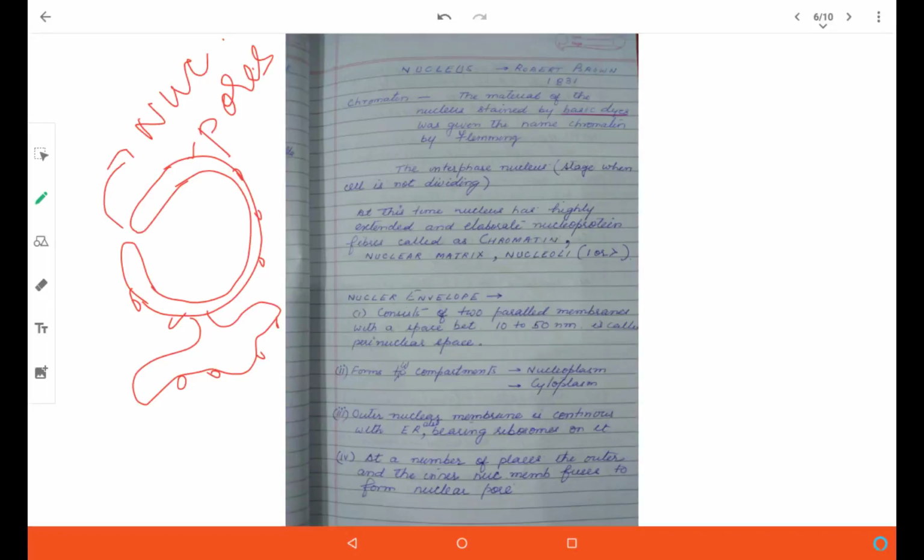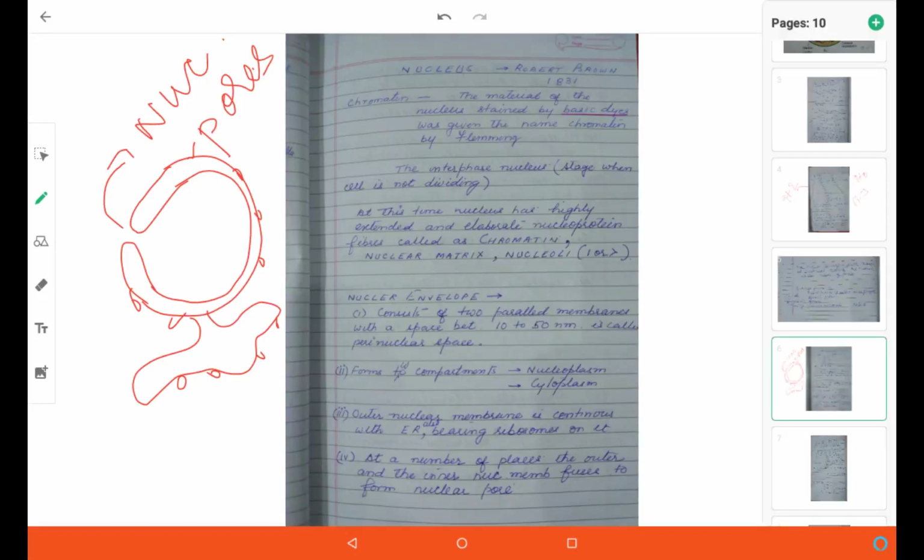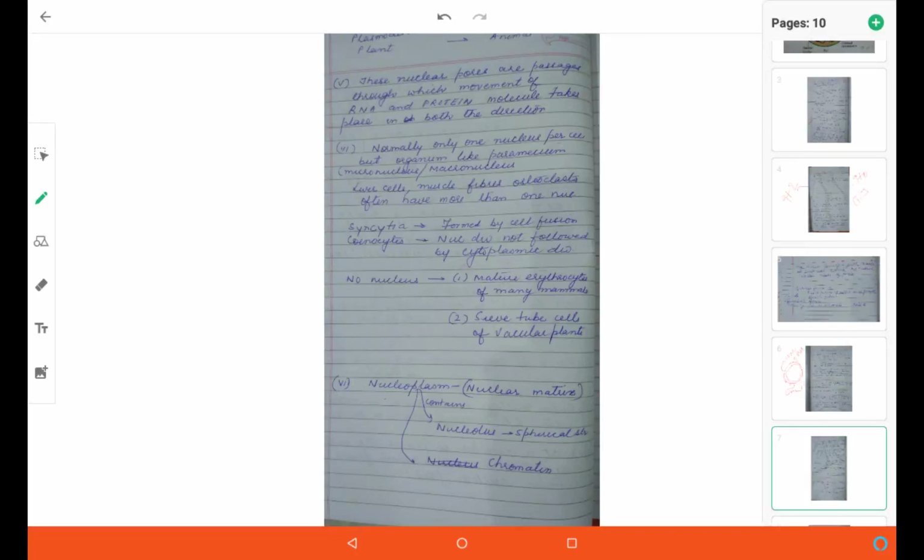Nucleus, that's why, divides the cell into two compartments, one containing nucleoplasm and another containing cytoplasm. The outer nuclear membrane is continuous with the endoplasmic reticulum, which bears ribosomes on it, as I have drawn in the diagram. At a number of places, the outer and inner membrane fuses to form the nuclear pore. The nuclear pores are the passages through which movement of material in and out of the nucleus takes place, in both the directions.